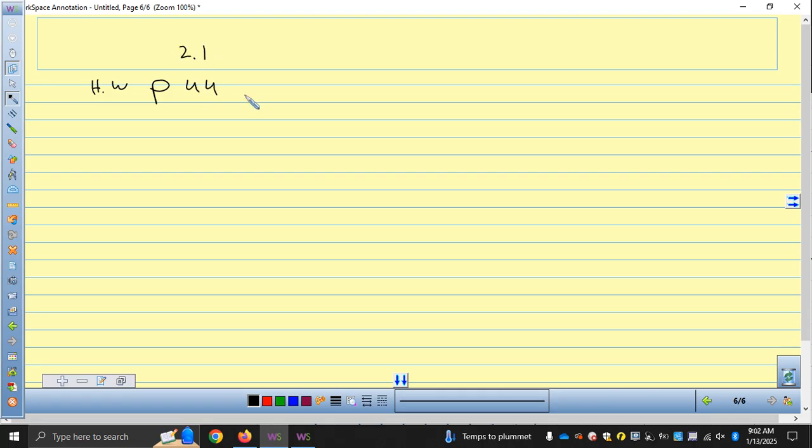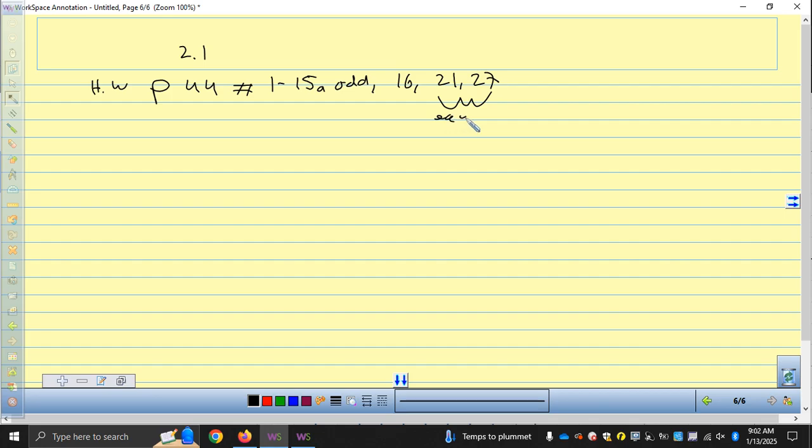This is section 2.1, and 1 through 15, odd. And for these two, we're looking at the equilibrium solution only. And for number 41, you don't have to use the phase portrait.